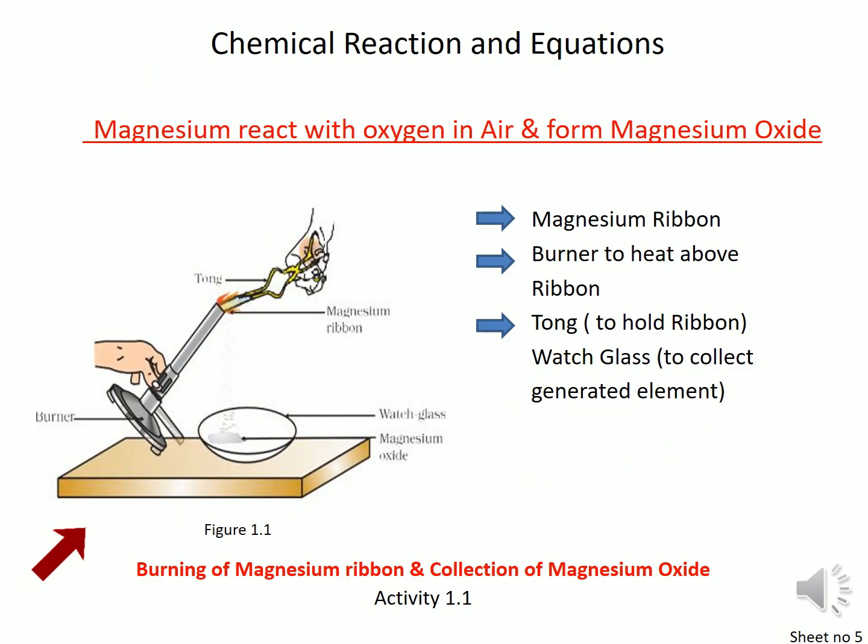We will see magnesium react with oxygen in air and form magnesium oxide. This is activity 1.1. Refer to figure 1.1, wherein there is a magnesium ribbon. The magnesium ribbon is held in tongs, and this is a burner by which we are heating the magnesium ribbon. This is the watch glass, and whatever is the final product, we can observe it on this watch glass. So this is a basic process.